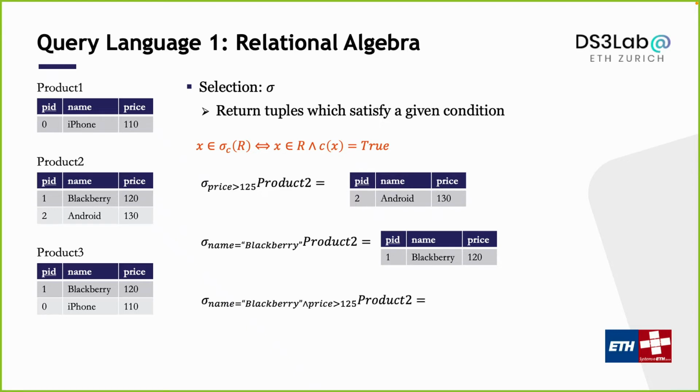The condition can be a little bit more complex. It can be a logical formula. Here's a new selection query: the condition is that I want the name of that tuple to be BlackBerry and I want the price to be larger than 125. Then you get an empty set, because there are no tuples in the input relation that satisfy this condition. Again, an instance of a relation is a set, so the empty set is a valid instance. A relation instance can be empty.